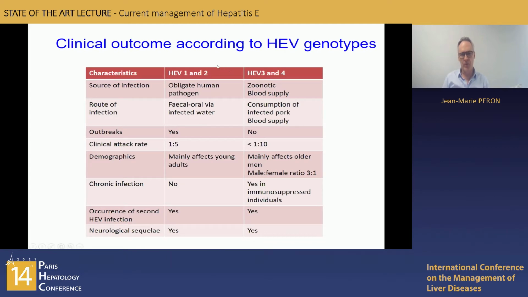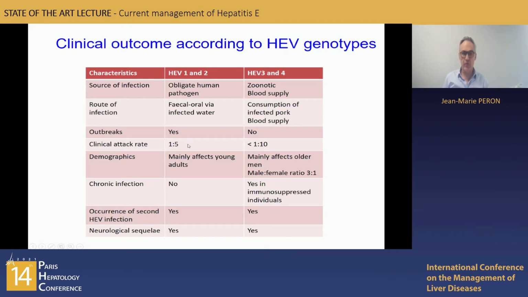The clinical outcome is different according to genotypes. On this table, I'll be comparing genotypes 1 and 2 to genotypes 3 and 4. The source of infection for genotypes 1 and 2 is an obligate human pathogen. When it's zoonotic for HEV 3 and 4, there's a risk also of transmission via blood supply. The route of infection for genotypes 1 and 2 is fecal-oral via infected water. And for 3 and 4, it's the consumption of infected meat, in particular pork. There are huge outbreaks for HEV 1 and 2, and there are no outbreaks for HEV 3 and 4.